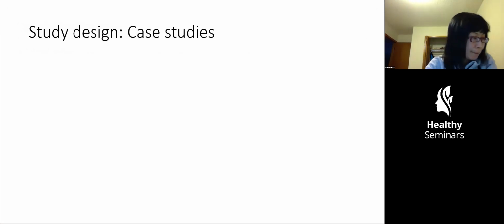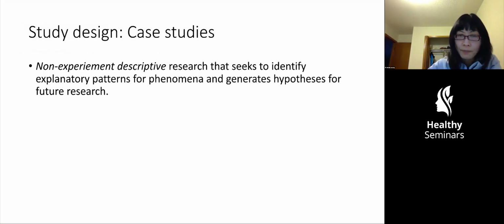So the case study. This is a type of descriptive research, and it is considered non-experimental. So the idea is to identify patterns in what's observed in terms of what the patient presents, what the treatment is and what the outcomes are. And this helps to actually generate hypotheses for future research.